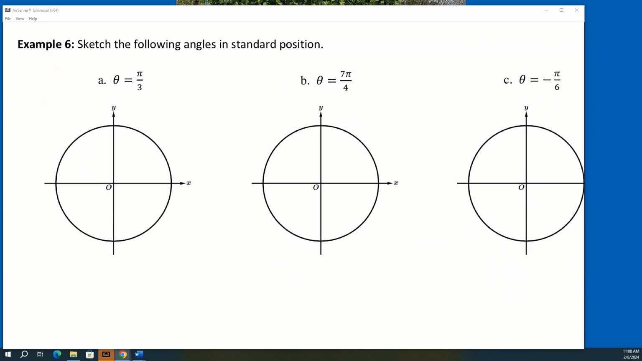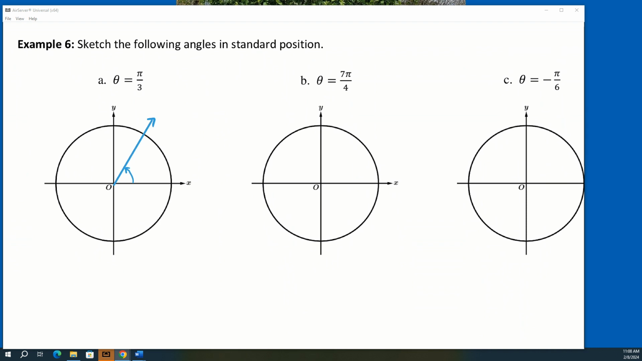So these first three aren't too bad. Pi over 3, what quadrant is that going to be in? Quadrant 1. Is it going to be closer to the x or y or in between? Good. And since it's a positive angle, we're going to start at the positive x and just rotate around like the quadrants rotate.